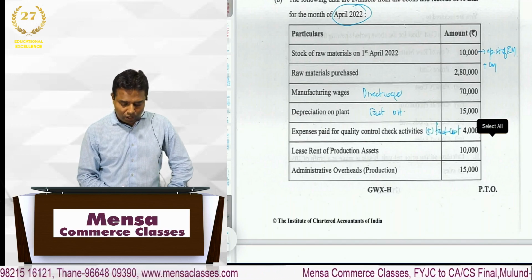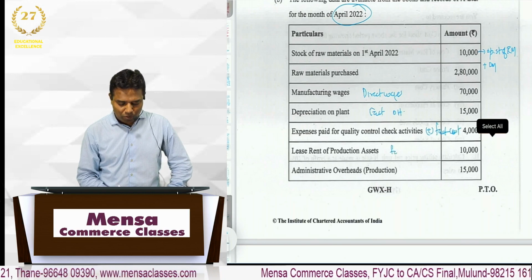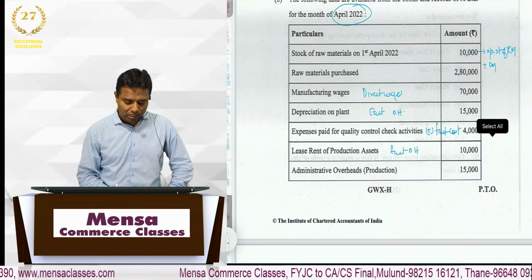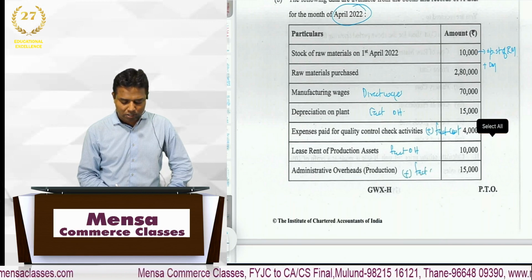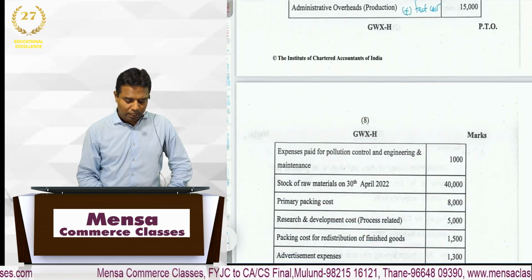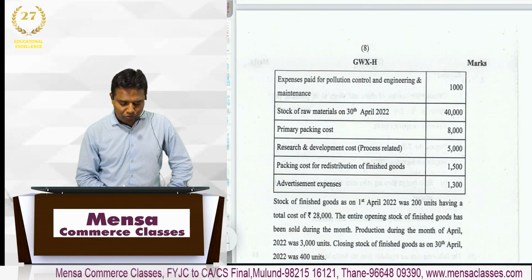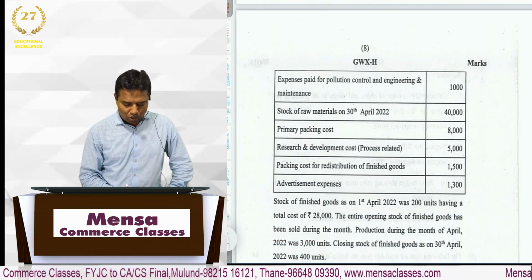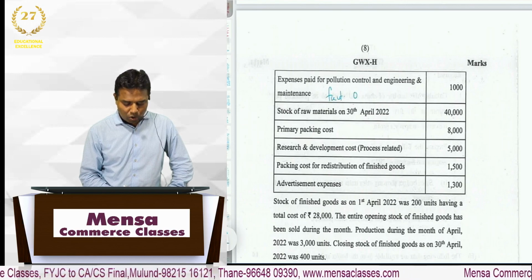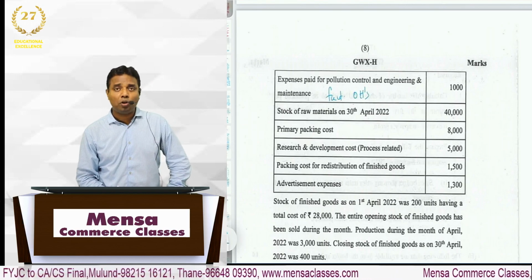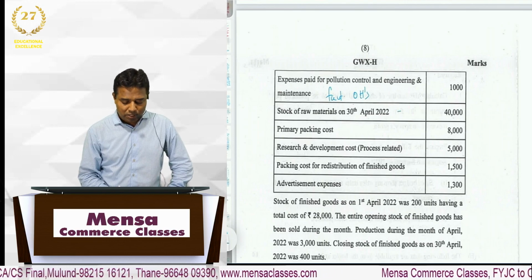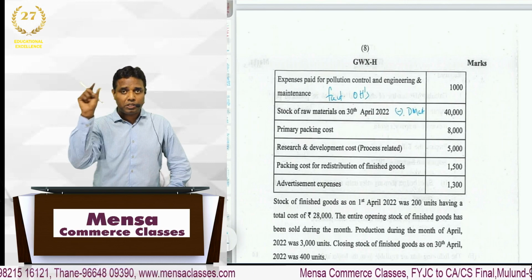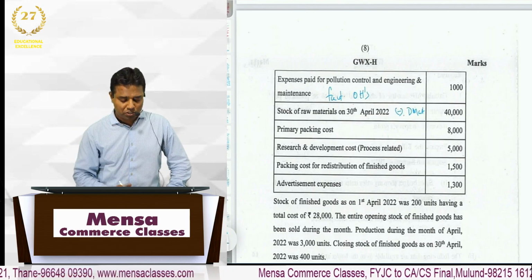Then lease rent of production assets, this will form a part of factory overheads. Then administration overheads, production related, you will add it to the factory cost. Done. Next, expenses paid for pollution control, engineering and maintenance, this will also form a part of factory overheads. Then stock of raw material on 30th April, this will be less from direct materials, there where we have written the opening stock, add purchase, less closing stock.